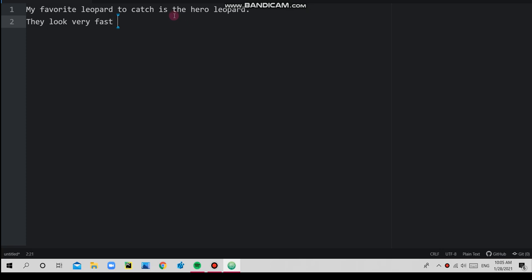If yours is like shimmering or something, it looks like that. But if they're fast or something, you can do that. Fast and speedy, that's alright. Speedy is a good word.